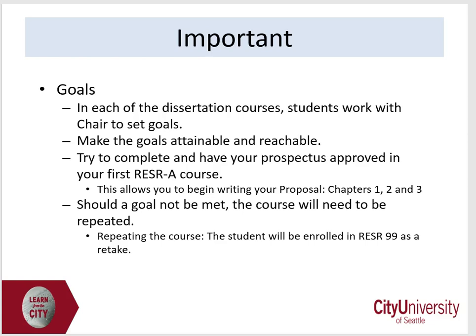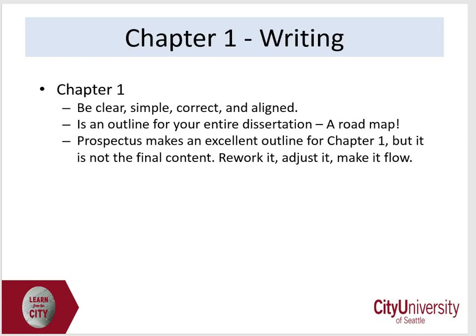Now when you get into 694B, this is where you're going to start writing your proposal, chapters 1, 2, and 3. So be sure that you're setting up your goals with your chair and that you're keeping to those goals. Now that we're writing our Chapter 1, we want to be sure that we are writing in clear, simple, correct language, and that our writing is aligned with our prospectus throughout. The prospectus was approved by everybody, so you should have strong alignment.